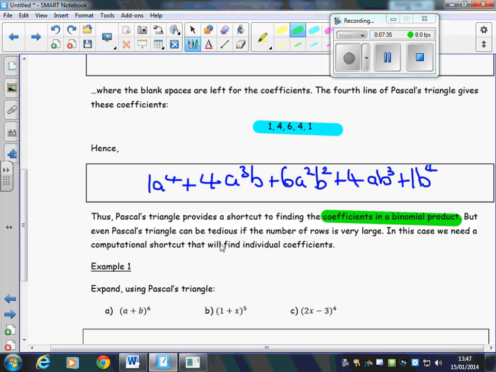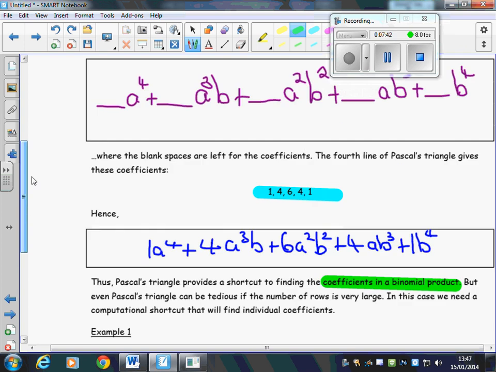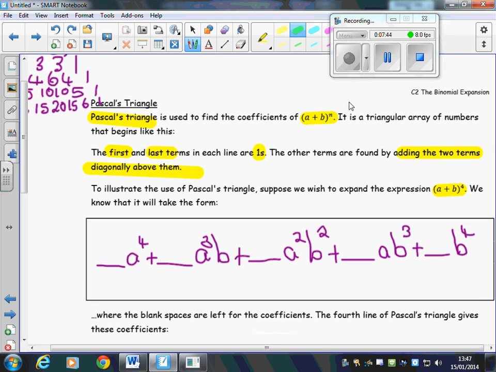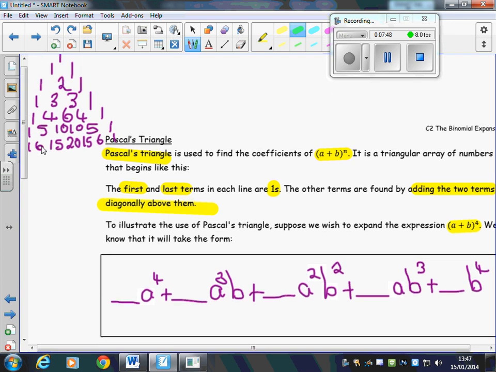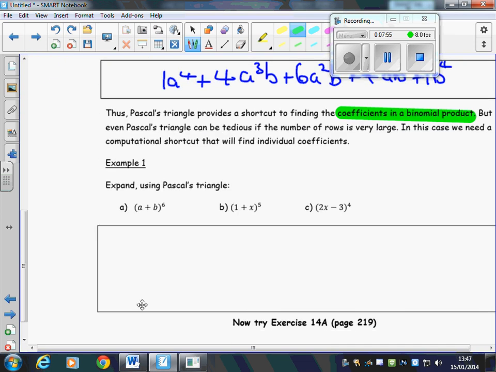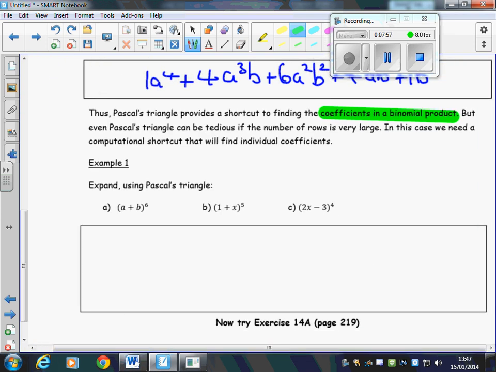But even Pascal's triangle can get tedious as the number of rows gets very large. So if we had to find a plus b to the power of n, and n was 30, we'd have to keep doing this all the way down to the 30th row, making large numbers and a lot of work for ourselves. So we're going to try some examples using Pascal's triangle, and then try and see if we can find a better way of finding the coefficients in a binomial product.